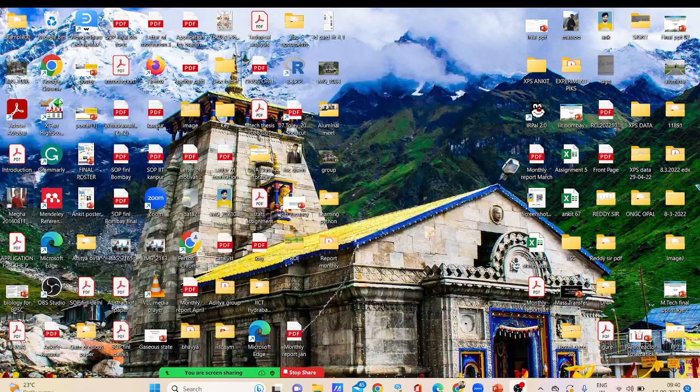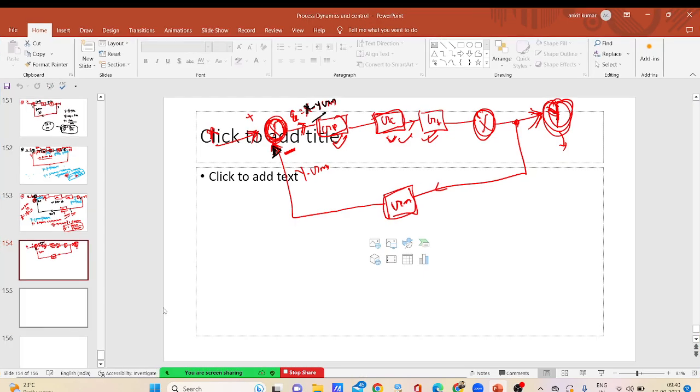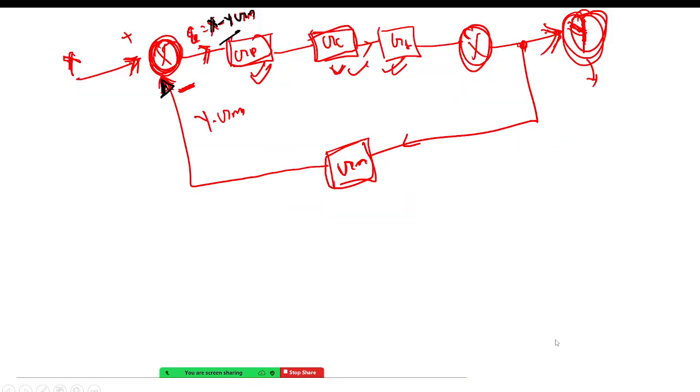How to solve that closed loop transfer function, right? So when we talk about, yeah, some of the things that I have solved in the previous lecture. Today I'll be solving some more advanced closed loop kind of systems.